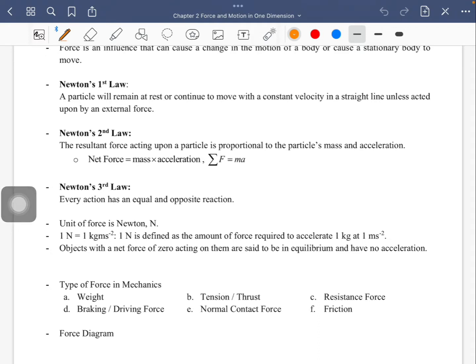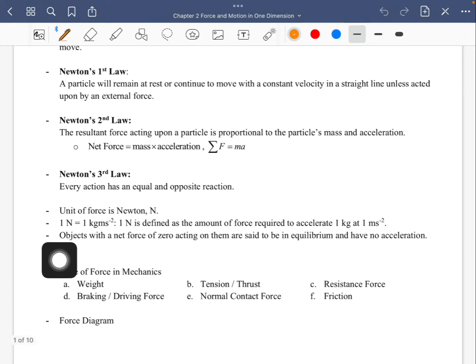As you can see in this note, I also mentioned the unit of force. The unit we use is the Newton, and we need to know that 1 Newton equals 1 kilogram meter per second squared. We can see this relationship in the second Newton's law. As we know, mass is measured in kilograms and acceleration is measured in meters per second squared. So 1 Newton equals 1 kilogram meter per second squared.